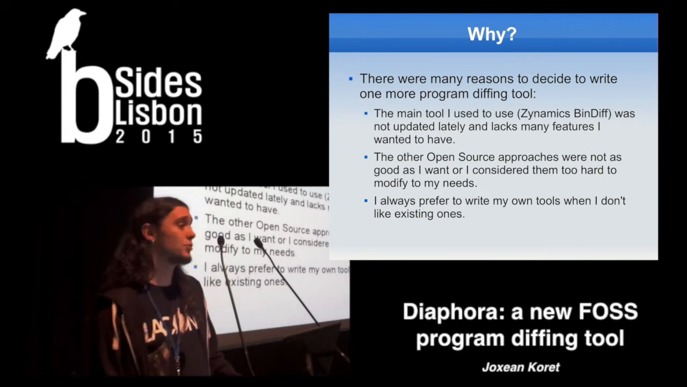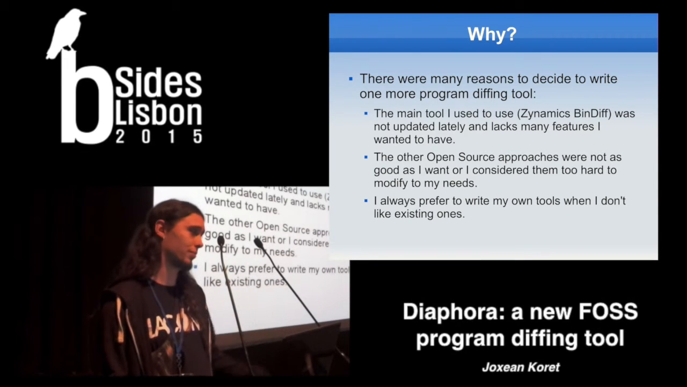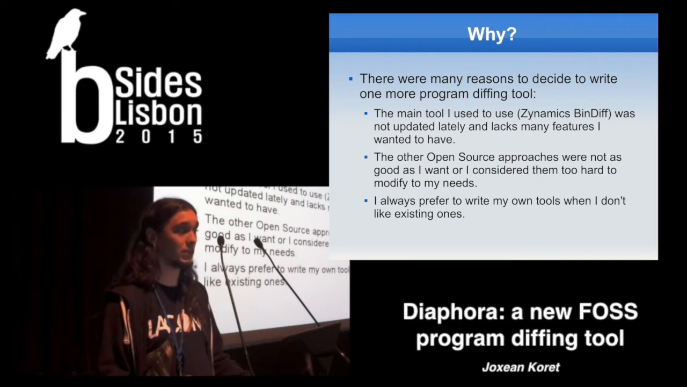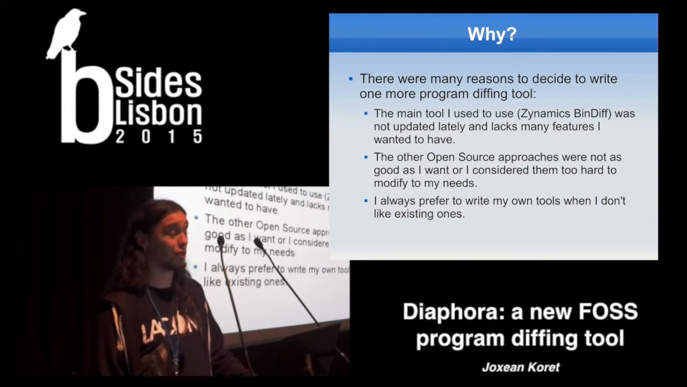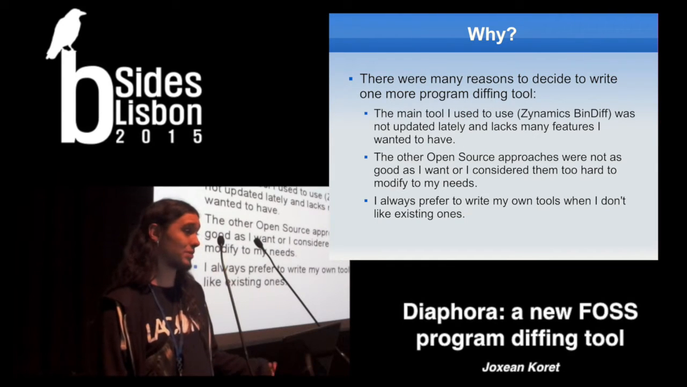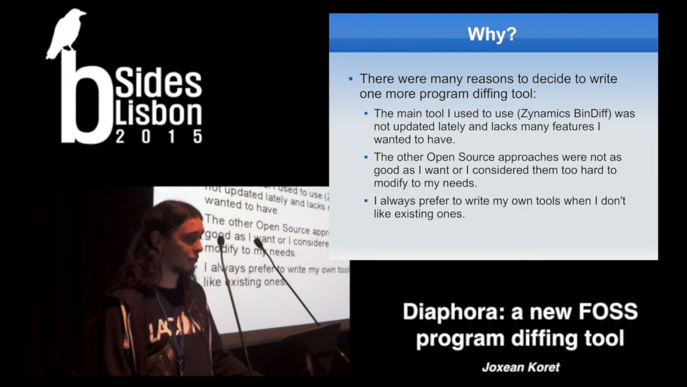First of all, I think that I have to explain why I wrote one more program diffing tool. There were many reasons to decide to write my own one. Just one more program diffing tool, because this is not the first one. There are so many. The main tool I used to use was Zynamics BinDiff. It was unfortunately not updated lately, for maybe 4 or 5 years. And it lacks many features that I required and that I didn't understand why they didn't add. Maybe it's because they don't worry about such features, but I really needed them.